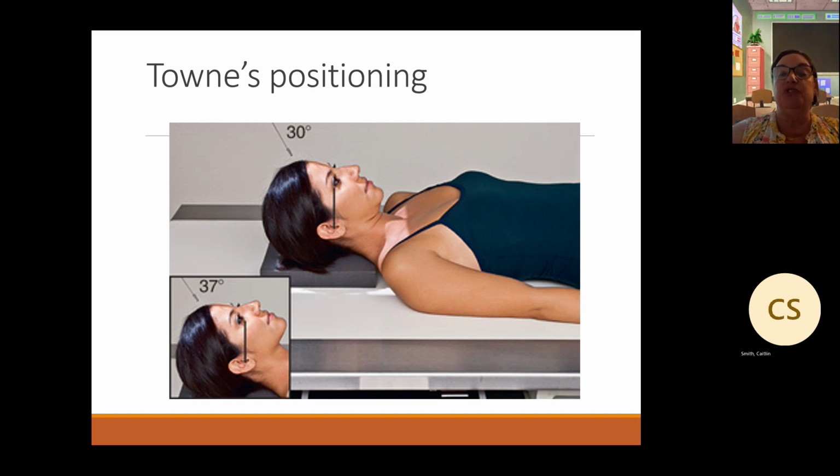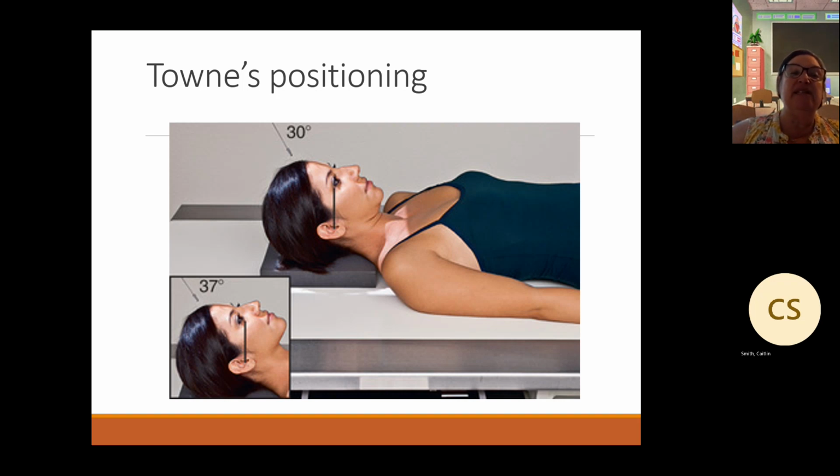Okay, for a Towne's projection. Now, for a Towne's projection, we do it because we want to see the occipital bone. We're looking at the back of the head. That's why we do it. The patient is AP, and you tilt the chin down.